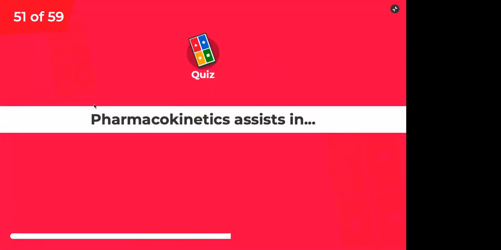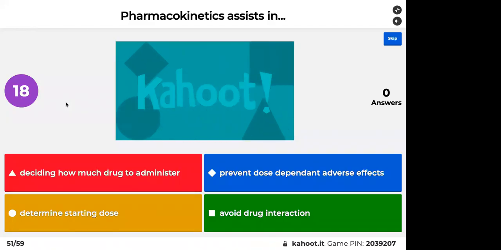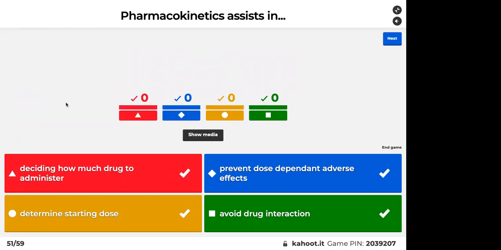Pharmacokinetics assists in. Yep. So to explain this, I'll quickly run through what is pharmacokinetics. Pharmacokinetics is what our body does to a particular drug. So that assists in deciding how much drug to administer to a particular patient, determining the starting dose, avoiding adverse drug interactions and preventing dose-dependent adverse effects. So all four were correct in this case.